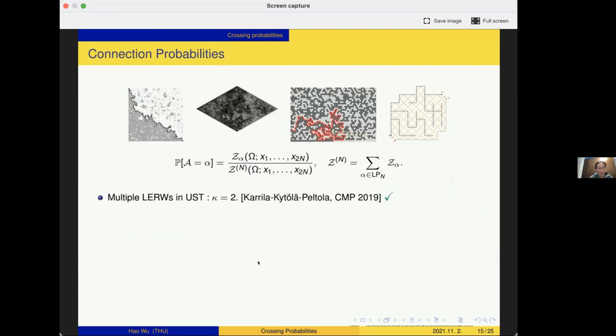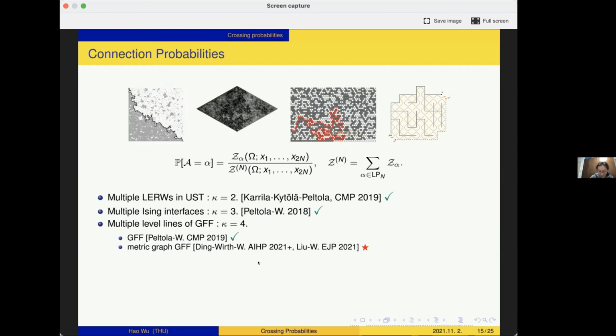And now we can ask: so far we already know that there are 6 models proved to be conformally invariant, and for the other models, we can ask the same question. The first one is the multiple loop-erased random walk in the UST. For this model, Karrila, Kytölä, and Peltola proved that the same formula holds, and we only need to replace the parameter kappa from 3 to kappa equals 2. This corresponds to the scaling limit of the loop-erased random walk. And for the Ising model, this is just the story we described above.